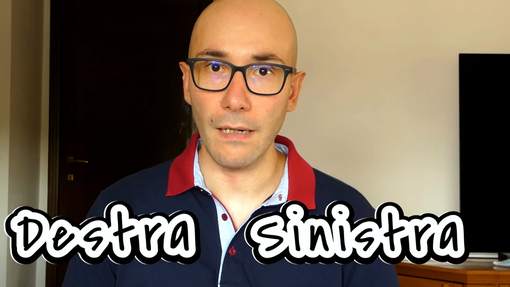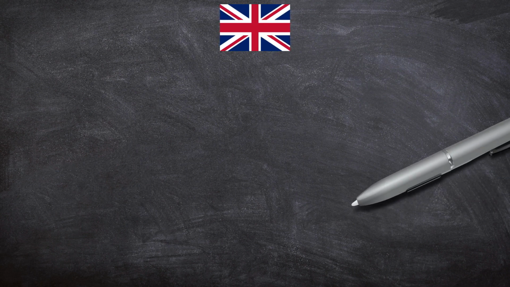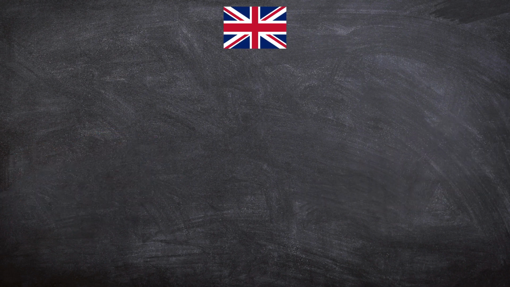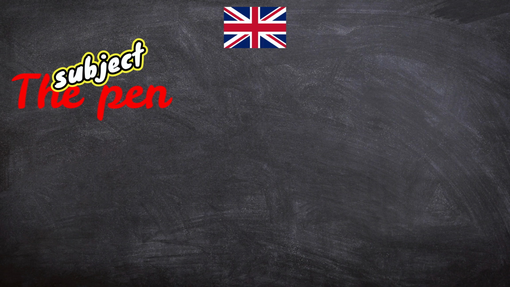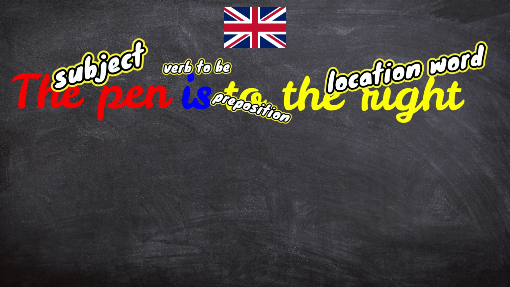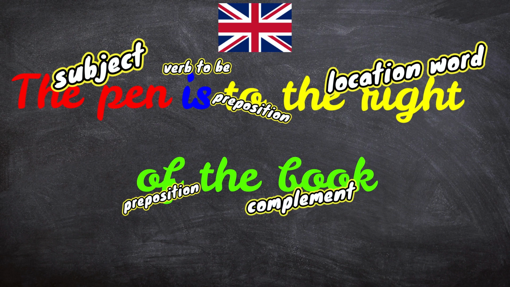Destra e sinistra. In English, we have the following sentence. The pen is to the right of the book. The pen is the subject, of course, with its own article. Is, verb to be. Then we have to, a preposition that follows the right article and location word. The pattern repeats. We have another preposition, of, and the object complement, the book.